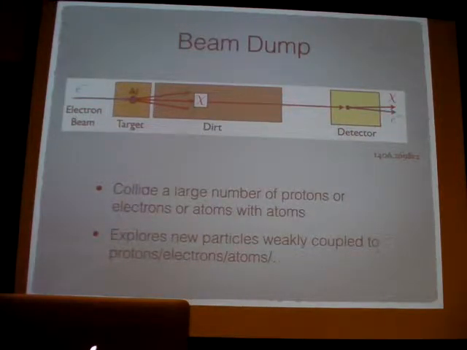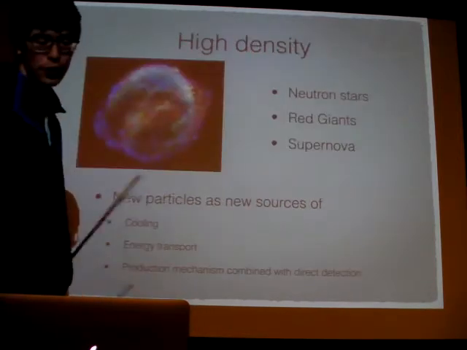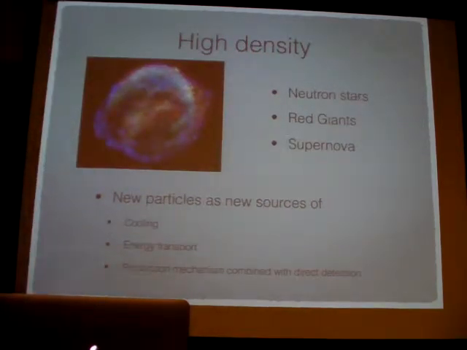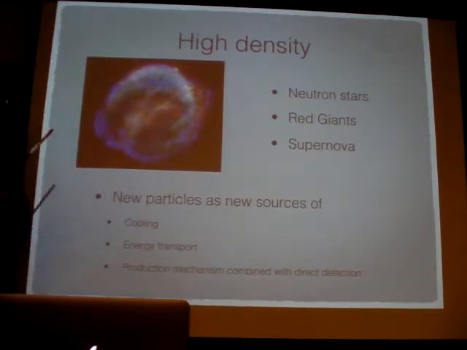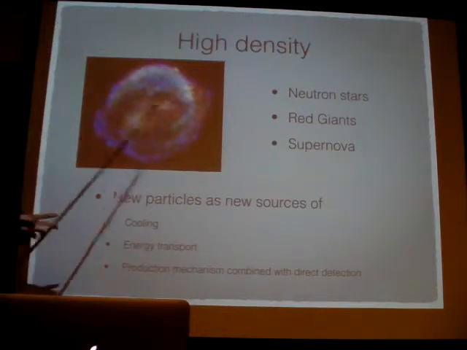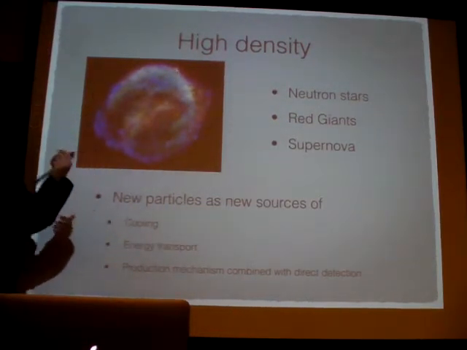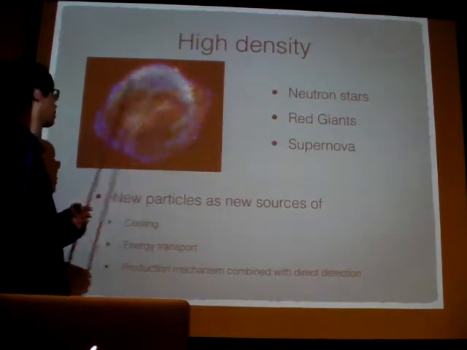Okay. Of course, anything that we do, nature does better. So you can also go to very high densities in astrophysical objects. The highest density objects out there are neutron stars, red giants. Well, red giants aren't that dense, but neutron stars and supernovae are definitely very dense.